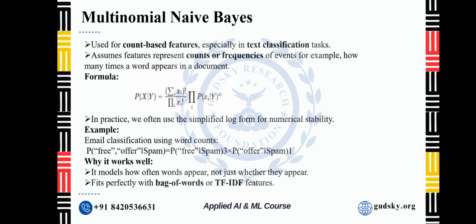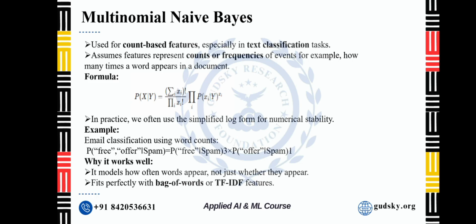In practice, we often use a logarithmic form of this calculation to avoid numerical underflow when multiplying very small numbers. Why does multinomial naive Bayes work so well? It models how often words appear, not just whether they appear. It fits perfectly with bag of words, the most common text preparation technique in NLP. So whenever you are dealing with word frequencies, like email classification, news categorization, or product review analysis, multinomial naive Bayes is the best fit.